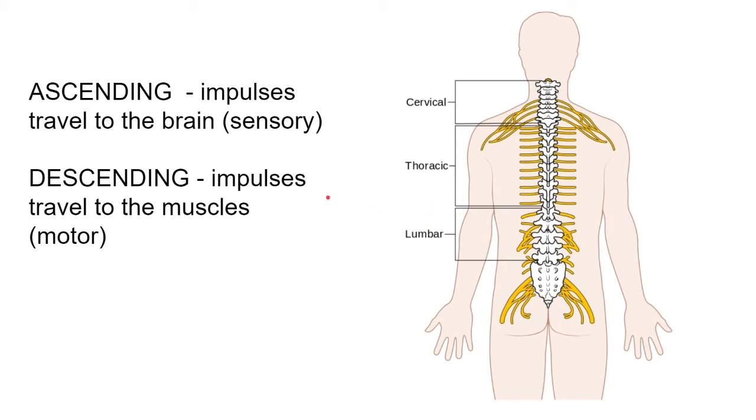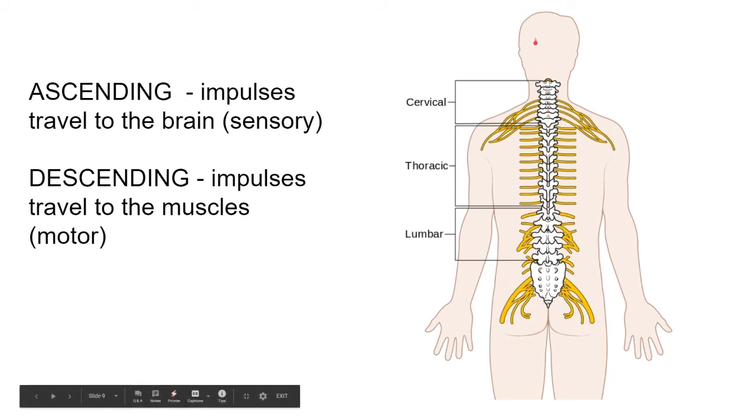You have ascending impulses that travel to the brain. Makes sense? Ascending goes up to the brain. Descending are your motor, which goes out to your body.